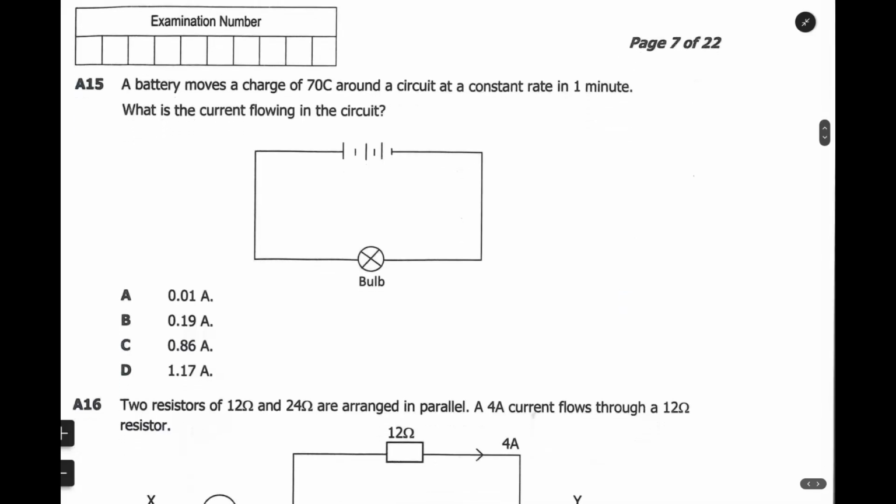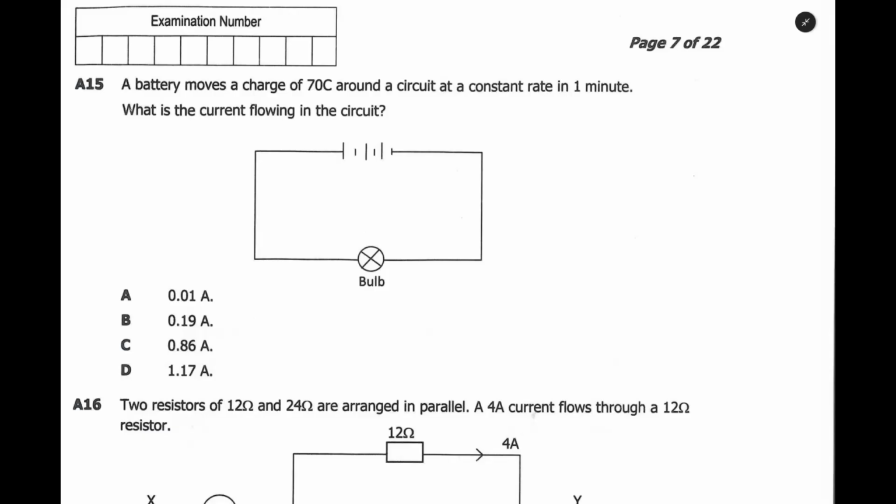Question 15. A battery moves a charge of 70 coulomb around a circuit at a constant rate in 1 minute. What is the current flowing through the circuit? So we are finding current.